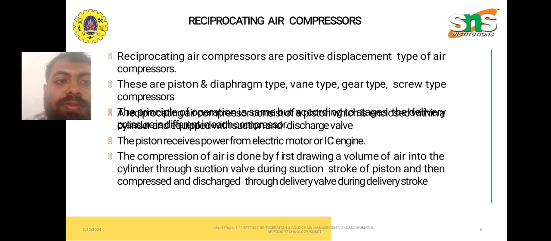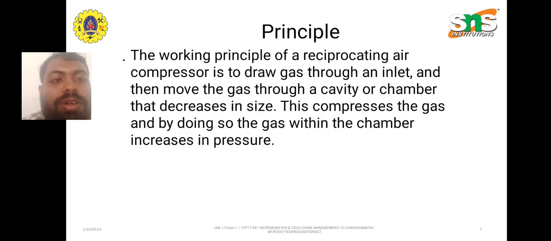Reciprocating air compressors. Reciprocating air compressors are positive displacement types. They have piston and diaphragm type, vane type, gear type, and screw type compressors. In this, the piston receives power from an electric motor or IC engine. The compression of air is done by first drawing a volume of air into the cylinder through the suction valve during the suction stroke of the piston, and then it is compressed and discharged through the delivery valve during the delivery stroke.